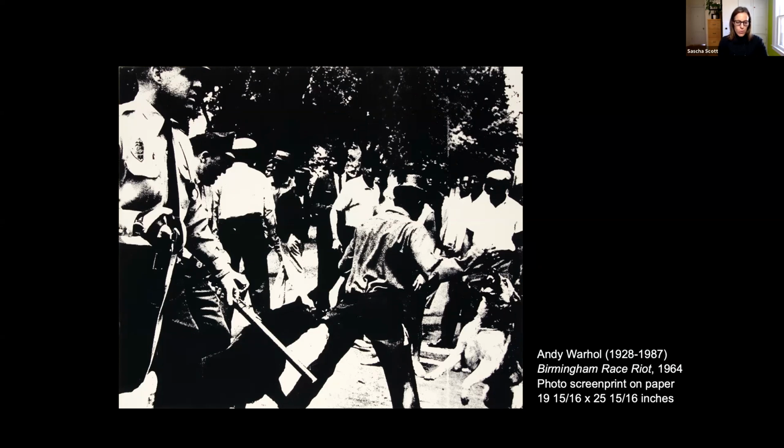The screen print appropriates the photograph by Charles Moore of what was dubbed by the press as the Birmingham race riot. And the photograph appeared, in reverse, in a 1963 issue of Life magazine. Now, as Maddie learned, the image is part of a photo essay that documented Black protesters being attacked by law enforcement in Birmingham, Alabama. And this image has become a symbol of racially motivated police violence during the civil rights era.